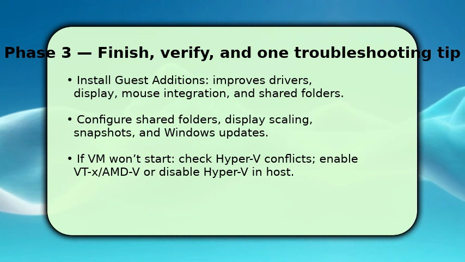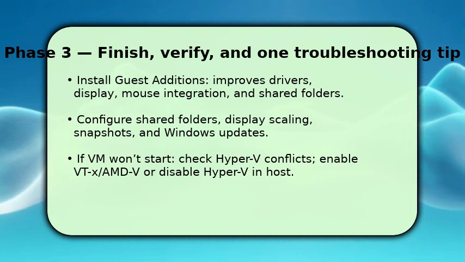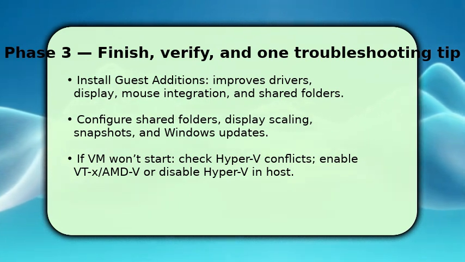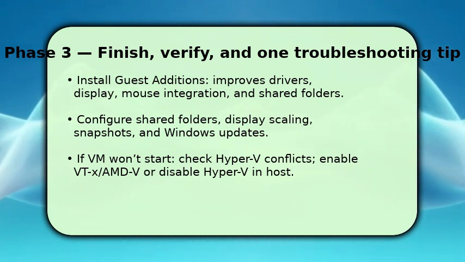If something goes wrong, first check virtualization is enabled and that Hyper-V isn't blocking VirtualBox. Disable Hyper-V or enable VT-x/AMD-V in firmware. Then retry starting the VM.